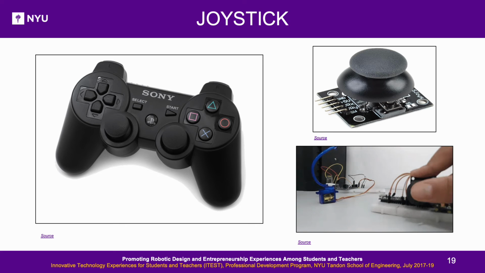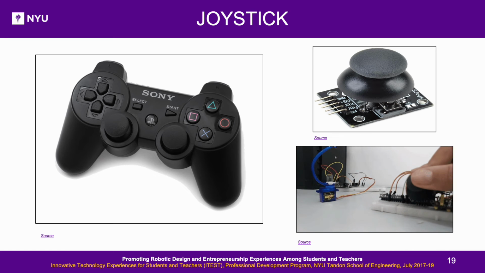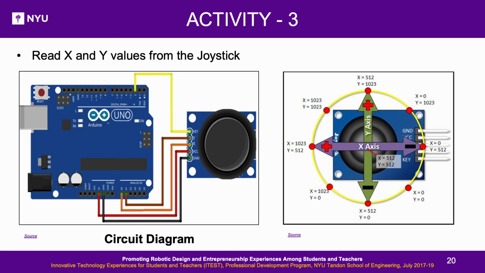Joystick modules typically provide an analog output, and the output voltage provided by this module changes constantly depending on the direction of movement. By interpreting these voltage changes with the Arduino, the direction of movement can be determined. Activity 3. Read X and Y values from the joystick. This slide shows the connections of a joystick to Arduino.